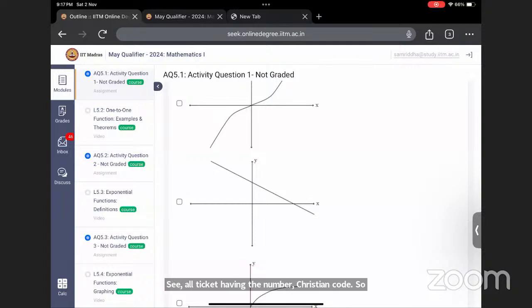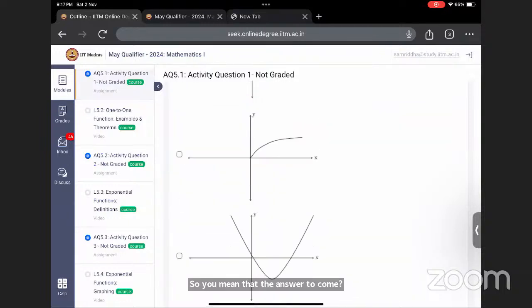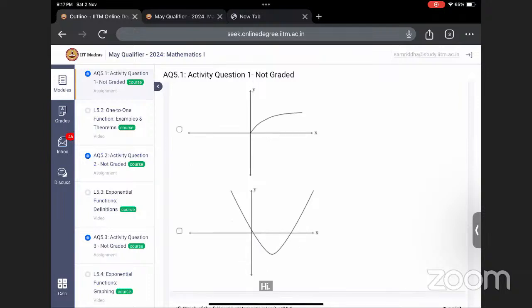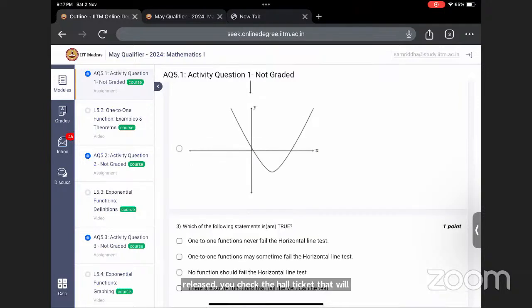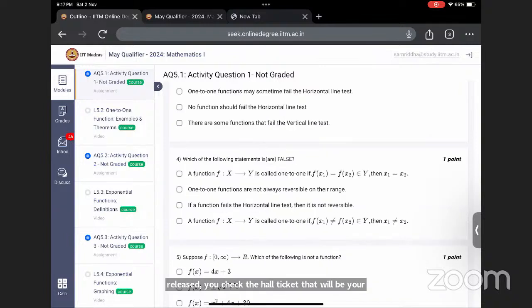So you mean the answer key is yet to come? If the answer key is released, check the hall ticket; there will be a question pattern number like F3, Q3. You can open that particular PDF and you will find your answers. From the hall ticket you can check your question pattern, which set you have, then open the dashboard they have given, and you will find your answers. But the answer transcripts are not yet out. Okay, sir.